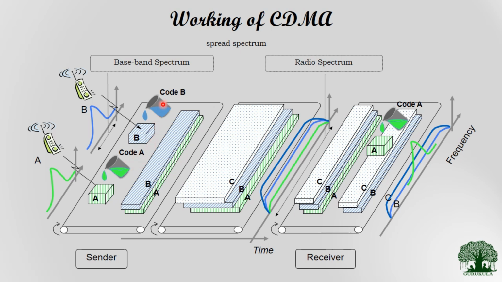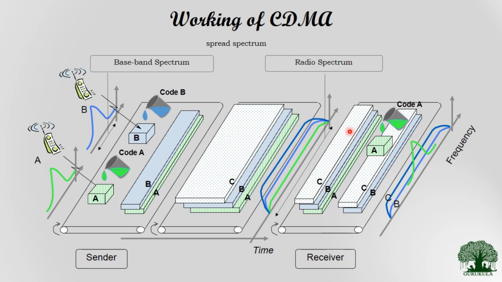So when the codes are multiplied with the narrowband signals generated by the users, the narrowband signals are converted to wideband signals, and all these wideband signals are transferred over a radio spectrum, that is my channel. This is how each and every user signal is sent over a channel, and that can be replicated over here. As you can see, each and every user uses a wideband signal.